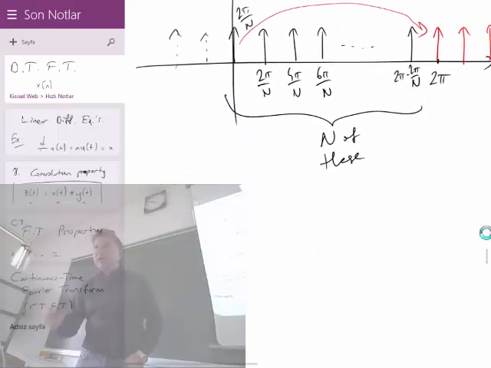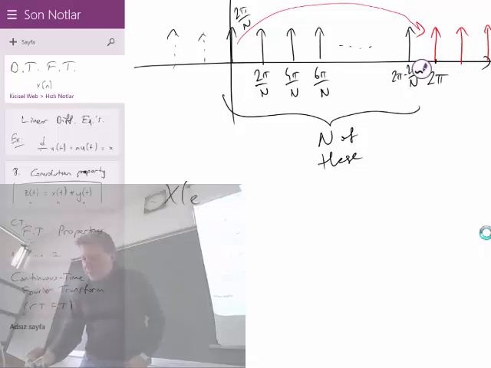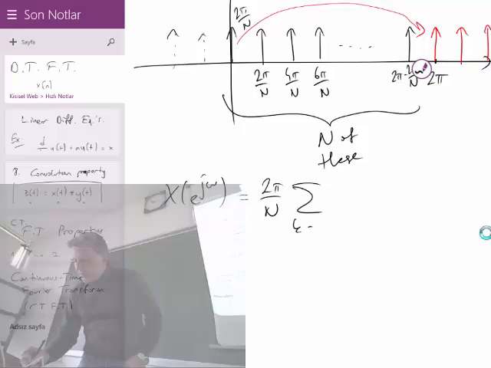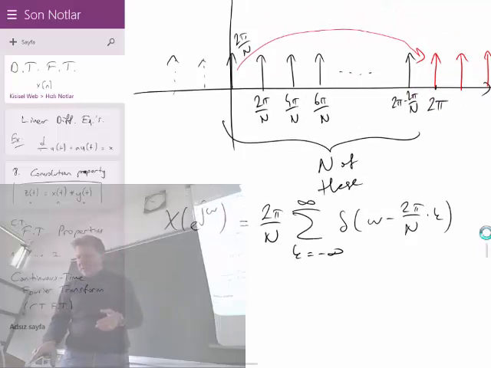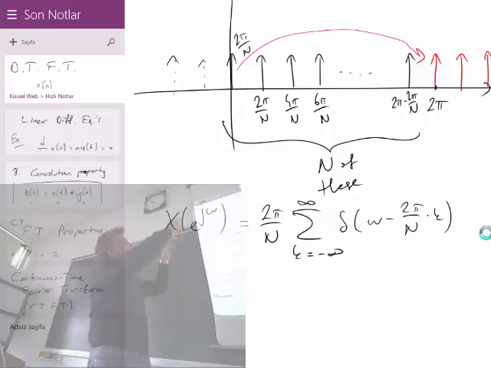So the formula I can write even more simply. X of e to the j omega is equal to 2 pi over capital N, which is the magnitude, summation k from minus infinity to infinity, delta omega minus 2 pi over capital N times k. Simple, finished. I don't have to extend it in 2 pi or anything. It is already extended because the structure of the black impulses is not changing in the red impulses. They are just repeating themselves.